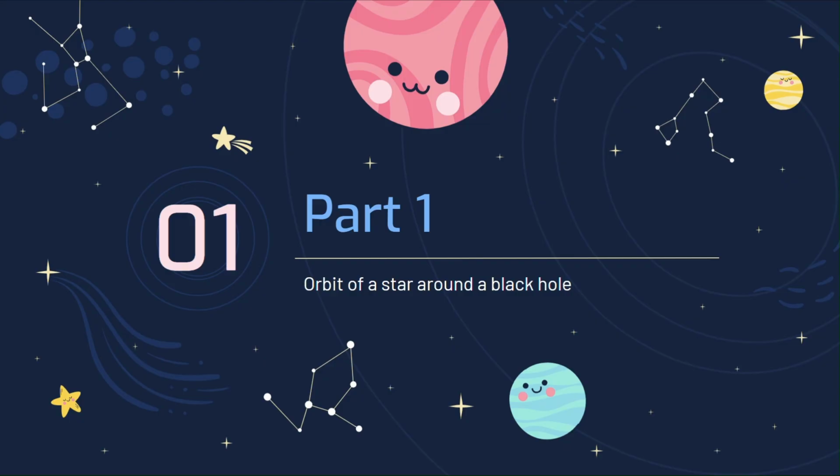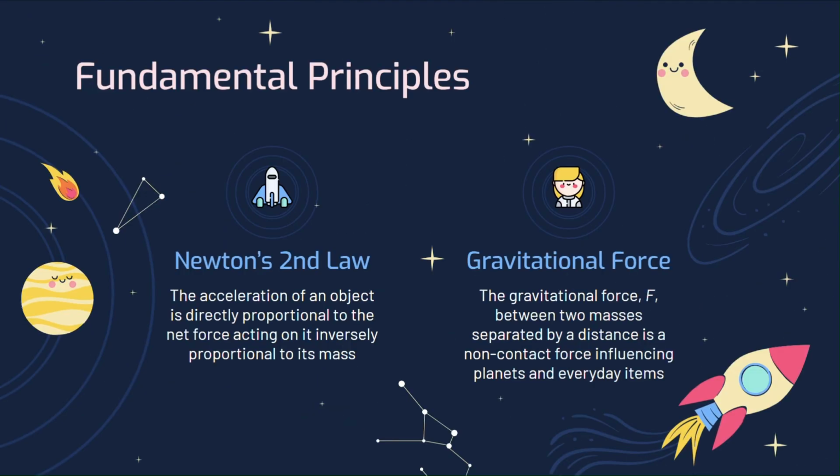For part 1 of this lab, we did an orbit of a star around a black hole. The fundamental principles of this lab were Newton's second law, which states the acceleration of an object is directly proportional to the net force acting on it, inversely proportional to its mass. And then we have our gravitational force, which is the force between two masses separated by a distance, and it is a non-contact force influencing planets and everyday items.